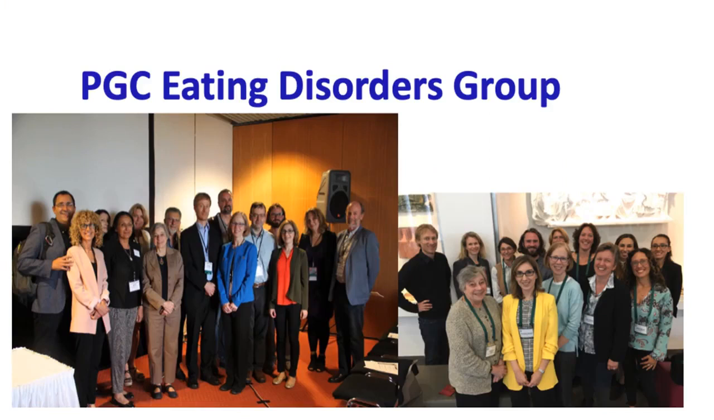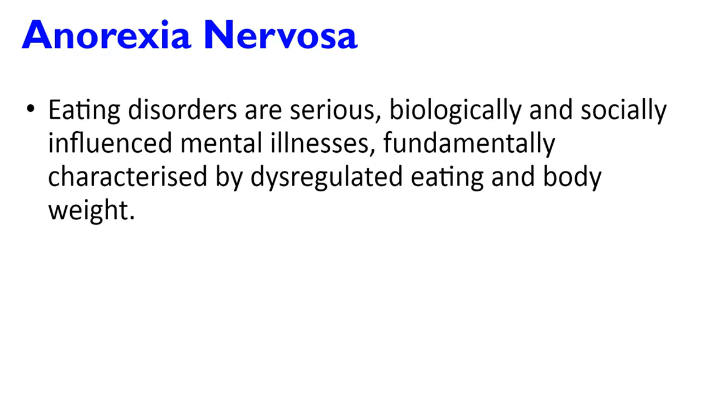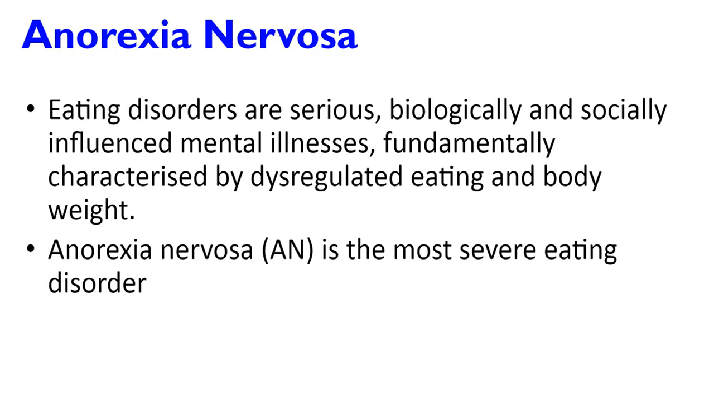The Eating Disorders Work Group has been around for 4 or 5 years now. Eating disorders are kind of unusual. These photos had to be taken at two different conferences because eating disorders people and genetics people go to different conferences, so genetics is not really a big topic in eating disorders. But we know that anorexia is, roughly speaking, 50 to 60% heritable. It's fundamentally characterized by dysregulated eating and a lack of recognition that a severely low body weight is dangerous. And it's the most severe eating disorder.